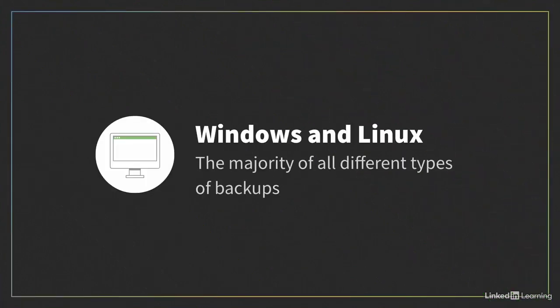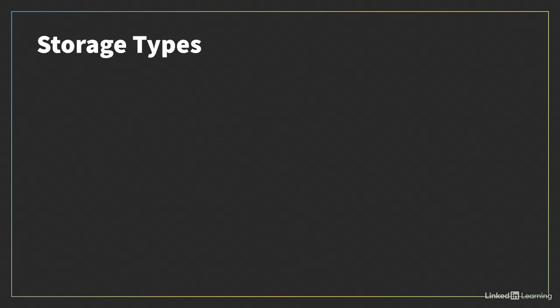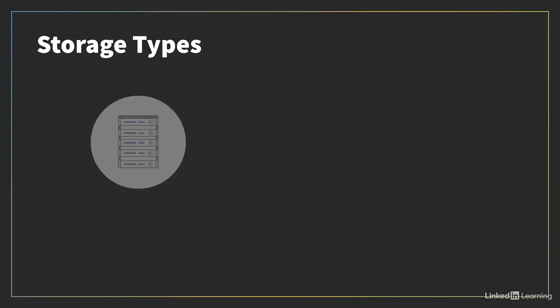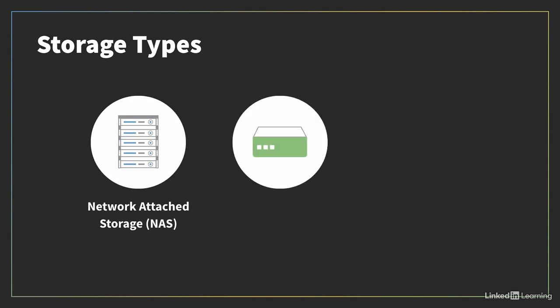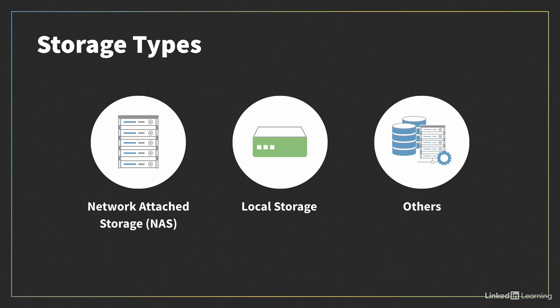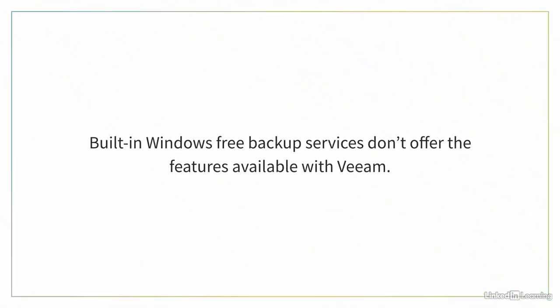Linux and Windows backups make up the majority of all different types of backups. And Veeam has no problem in backing up either of these operating systems, no matter what version. And there's different storage types. We can use storage that's on premises, such as NAS or storage area networks connected with iSCSI. We can use local storage, and we can use other types of storage depending on what product you're using. Built into every Windows operating system is going to be a Windows Server Backup or Linux backup application that is free. However, it doesn't have all the features that a product like Veeam has, which we'll be demonstrating.